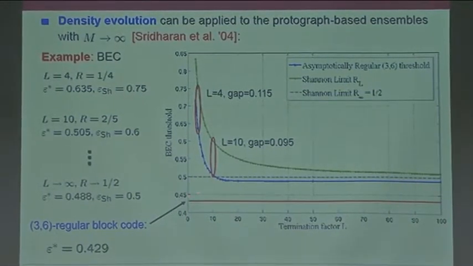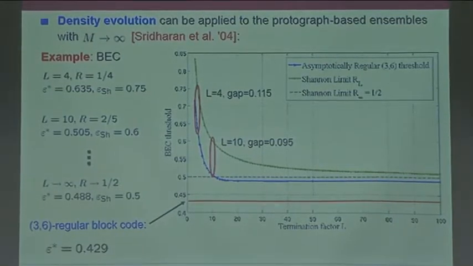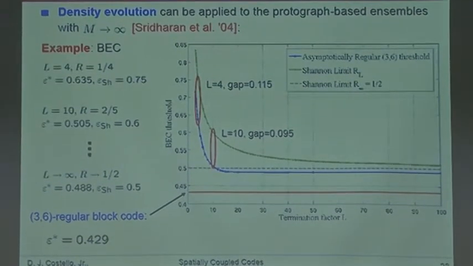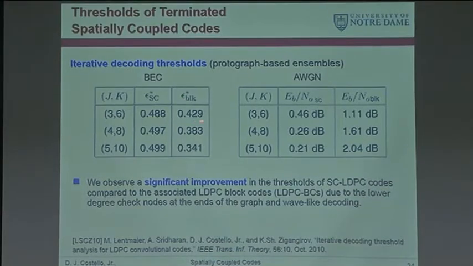And remember that the block code threshold was only 0.429. So these spatially coupled 3/6 regular ensembles get thresholds very close to the Shannon limit, whereas the block codes of the same type lag quite a bit behind in terms of their iterative decoding thresholds. Again, you can make this even closer, as we showed by doing 4.8 or 5.10. So again, the table, this is what we just showed, and this is the block code threshold, but we get almost capacity even with 5.10.